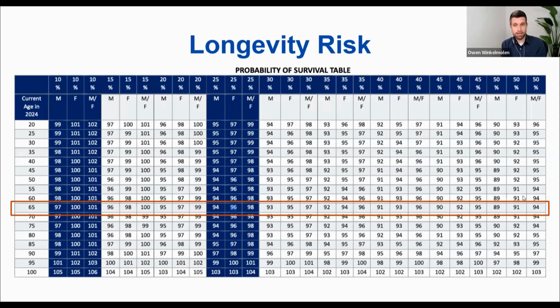One of the very interesting things about this table is that it does not represent average life expectancy across the entire Canadian population. This is actually a subset of the Canadian population. I think they call it the pensioners probability survival table.